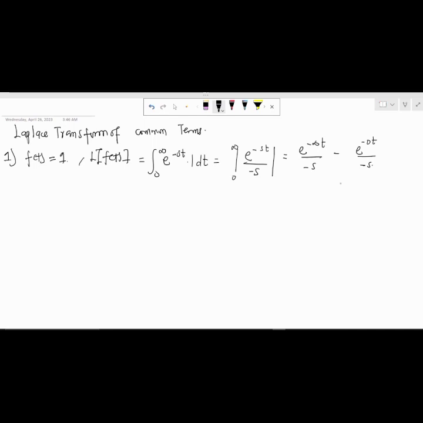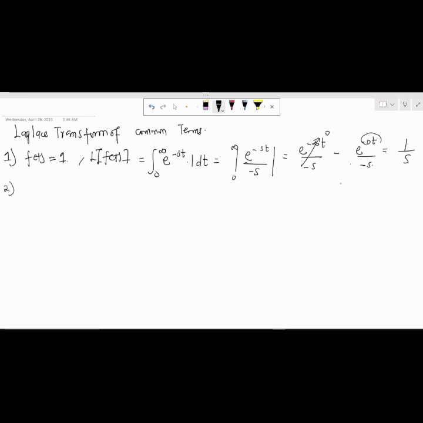E raised to power minus infinity tends to 0, so we can just take this as 0. So we have minus here, this gives us plus, and e raised to power 0 gives us 1. So the Laplace transform of f of t when f of t is 1 is equal to 1 over s.